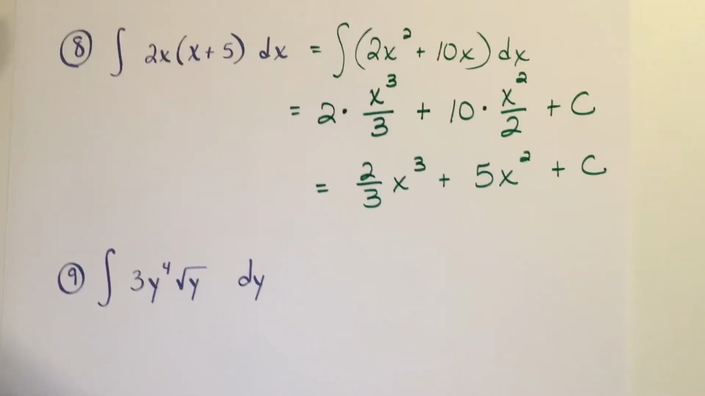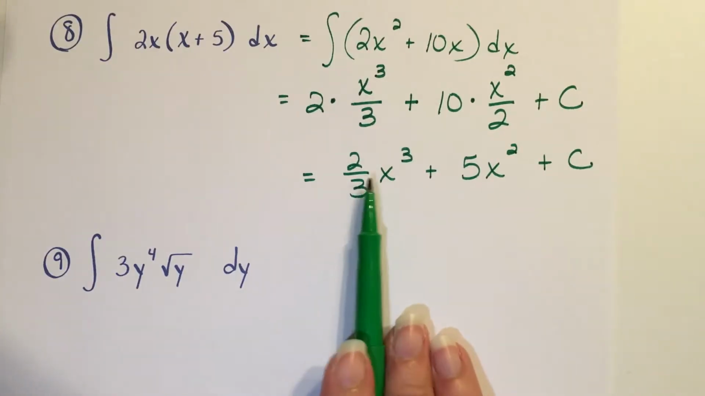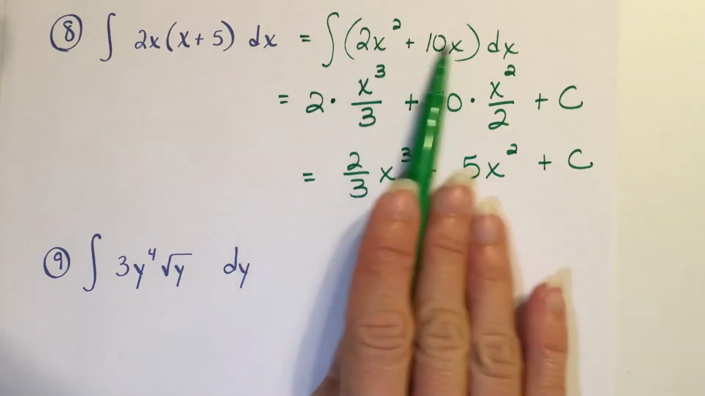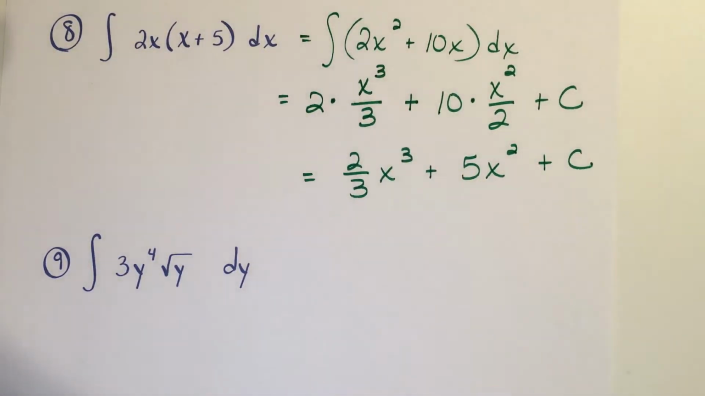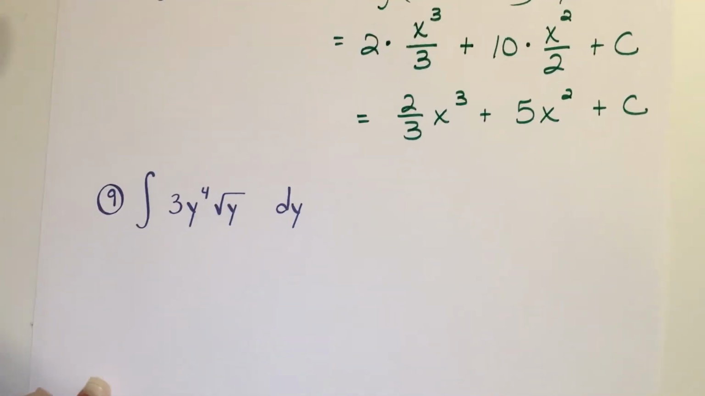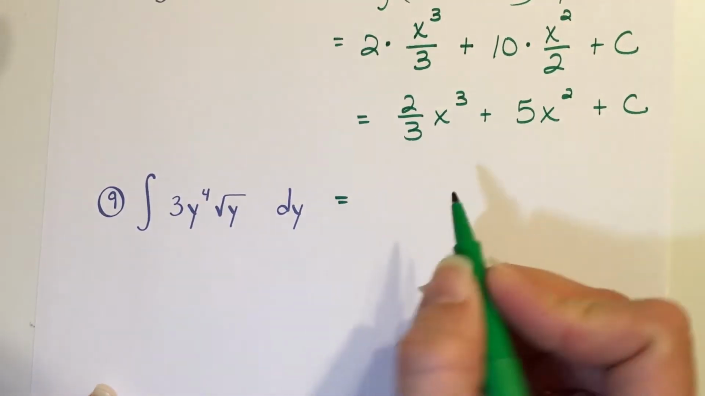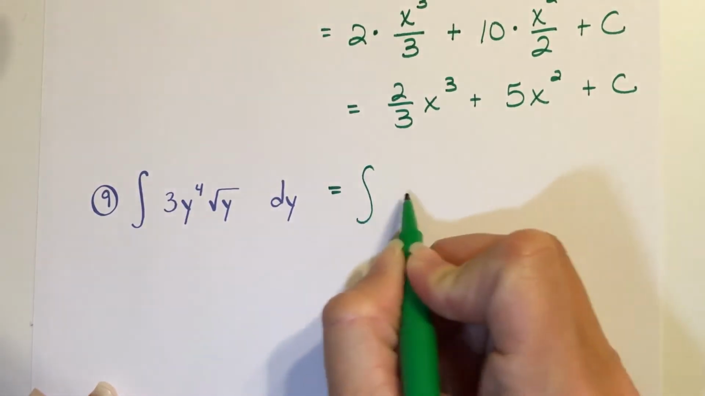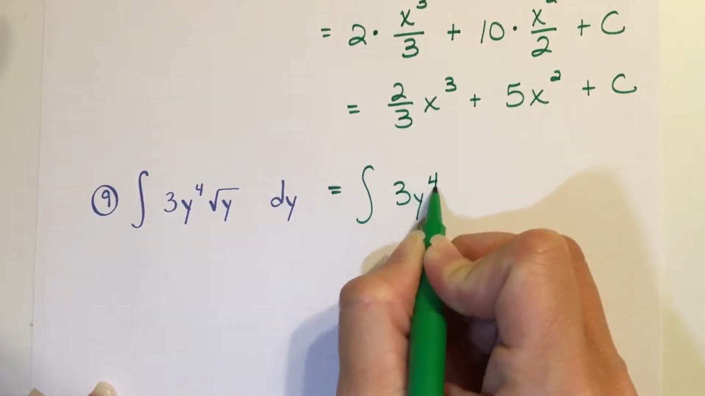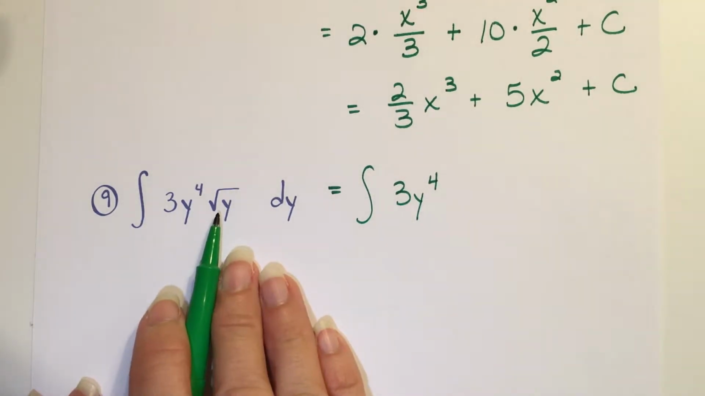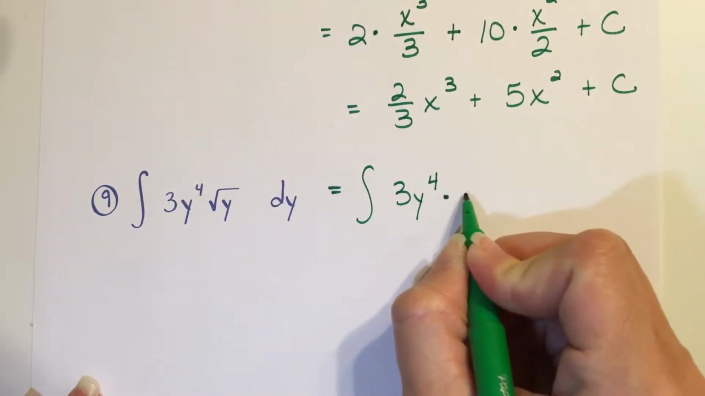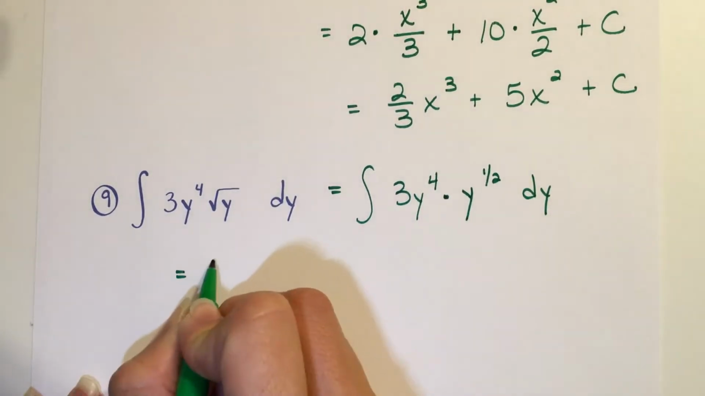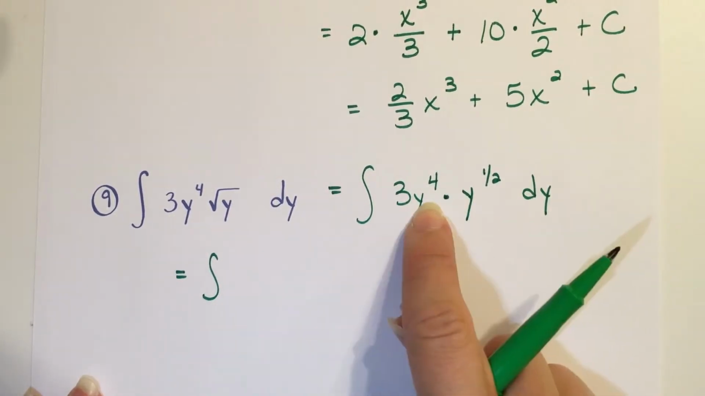And like I told you, you can always take your answer, take the derivative of your answer, and in this case, you would actually come back to this step right here. All right, number 9, rewriting this one. And same thing you had to do when you had a derivative. If you have a radical, you do need to rewrite this. So that would be times y to the 1/2. Then what you would want to do is actually go ahead and multiply these two together.